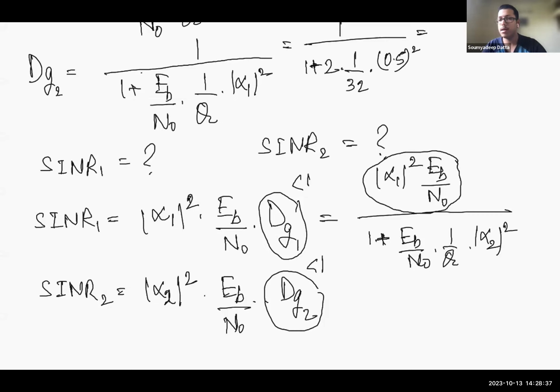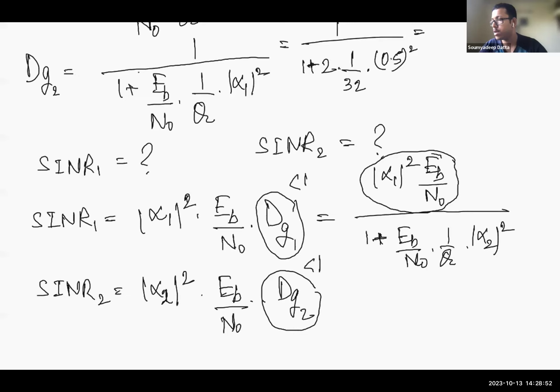Mod alpha 1 square is channel gain, and EB by N naught is AWGN SNR, right? We don't know what AWGN channel is. AWGN channel is Y equal to X plus some noise. That's it. So there is no channel gain here. So if you multiply this by the channel gain alpha 1, then you get this mod of alpha 1 square, right?